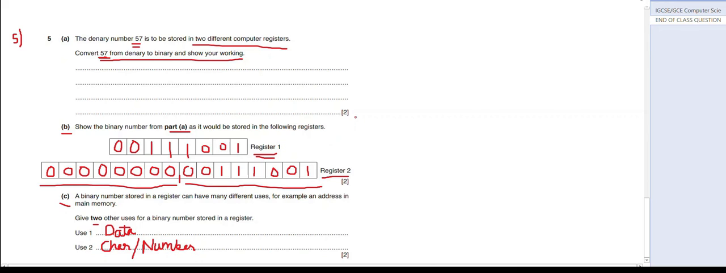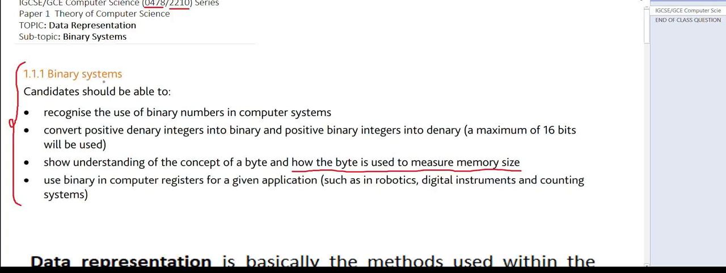We are done with today's computer science class. We studied binary systems and we have completed the chapter on binary systems. In the next class of the IGCSE and GCE computer science series, we will be studying the hexadecimal number system. So we are done with binary systems. These 4 points are done. We have studied these 4 points and done their past papers.